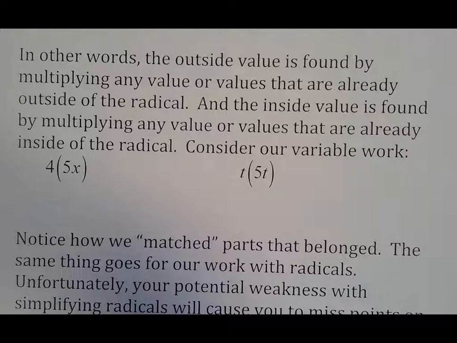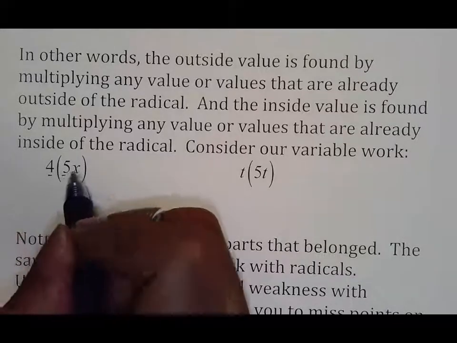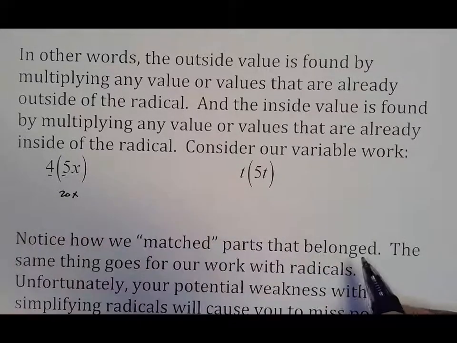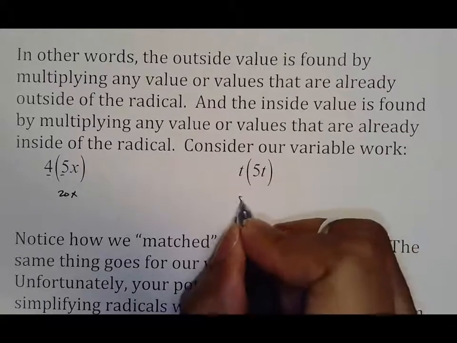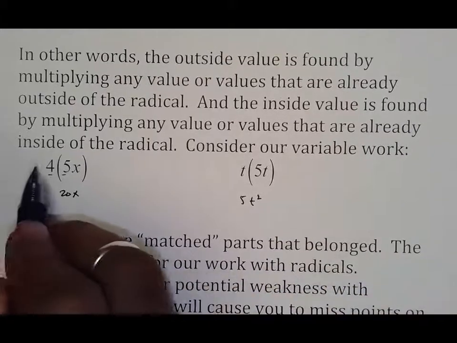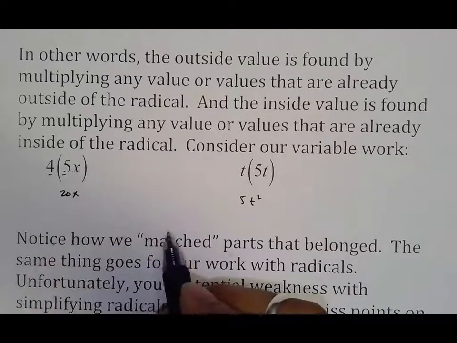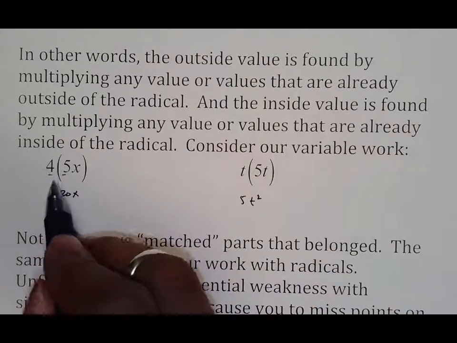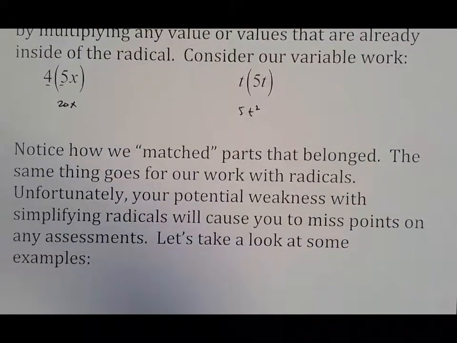So consider our variable work. If we took 4 times 5x, we took the number times the number, which made 20, and we brought down our x. If we did this, there was only a 5, so we didn't change the 5, but we did do t times t, which made it t squared. In this case, numbers represent what we would consider outside, variables represent what we would consider inside, and so you would leave the regular number and just attach them as they are. And again, notice how we match the parts that belong. The same thing goes for our work with radicals.